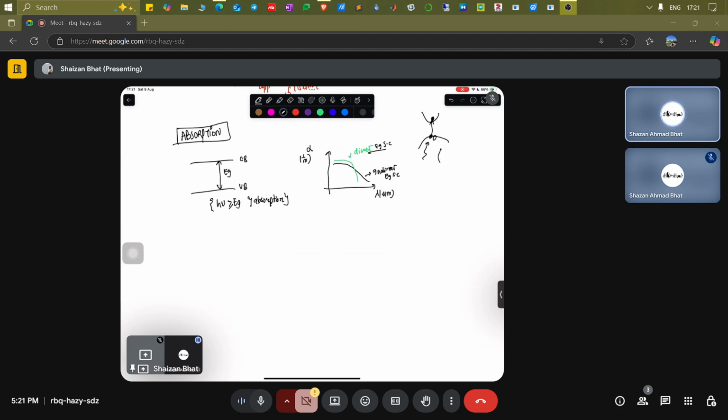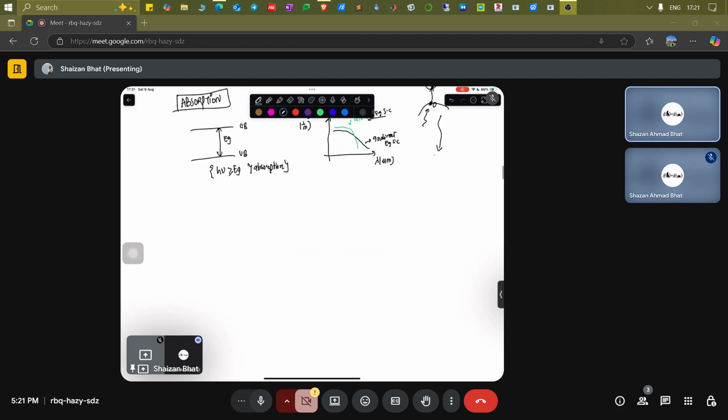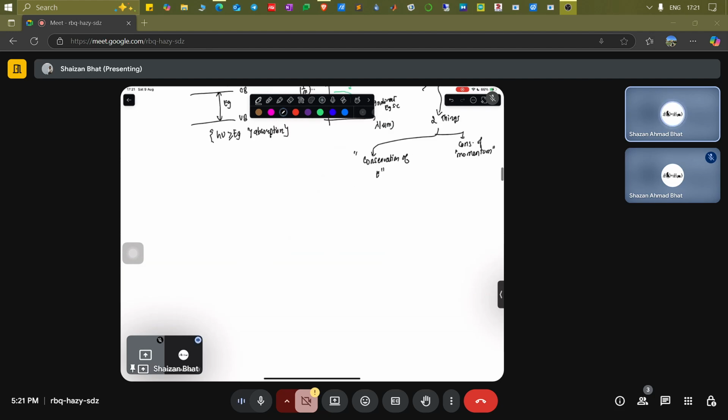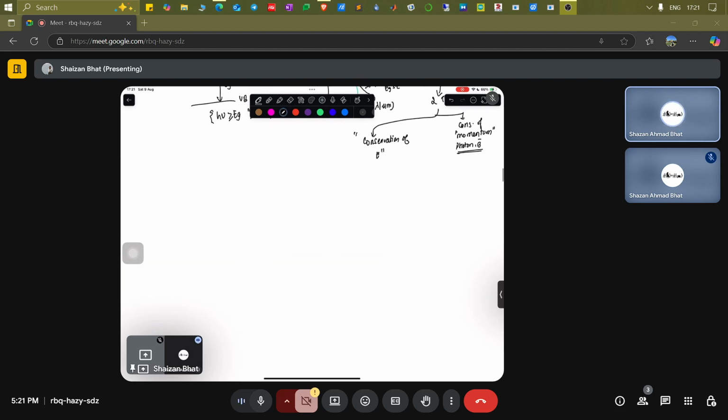Okay, and this is governed by two things. One is the conservation of energy, and another is the conservation of momentum. Okay, what momentum are we talking about? We're talking about the momentum of the photon and the momentum of the electron. And here we are also talking about the energy of the photon and the energy of the electron.